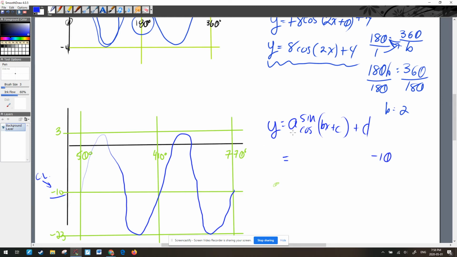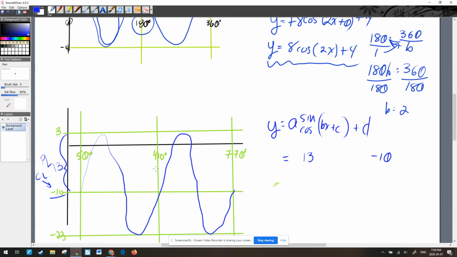A is our period length. Or sorry, excuse me, it is our amplitude. So amplitude is how far from the center line we can get. Well, how far is it from -10 up to 3? Hopefully we can see that's going to be 13. So I know that there's going to be a 13.